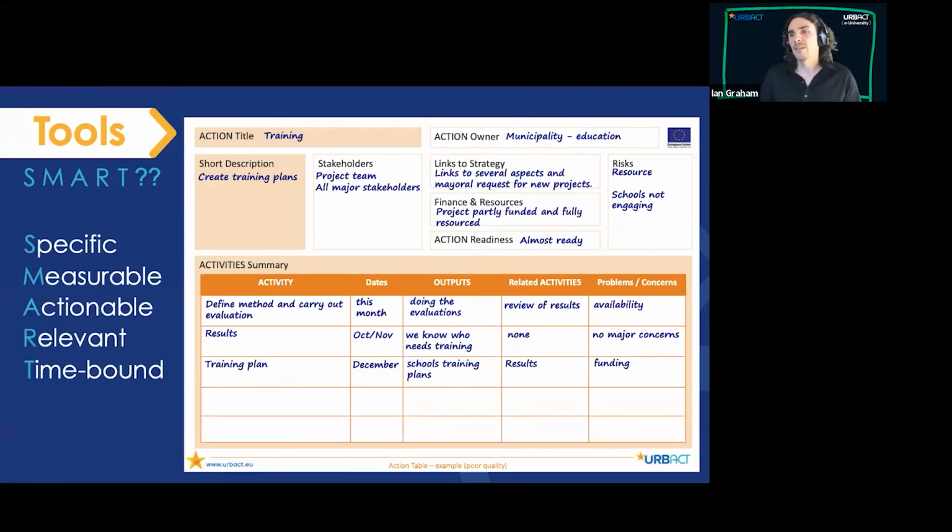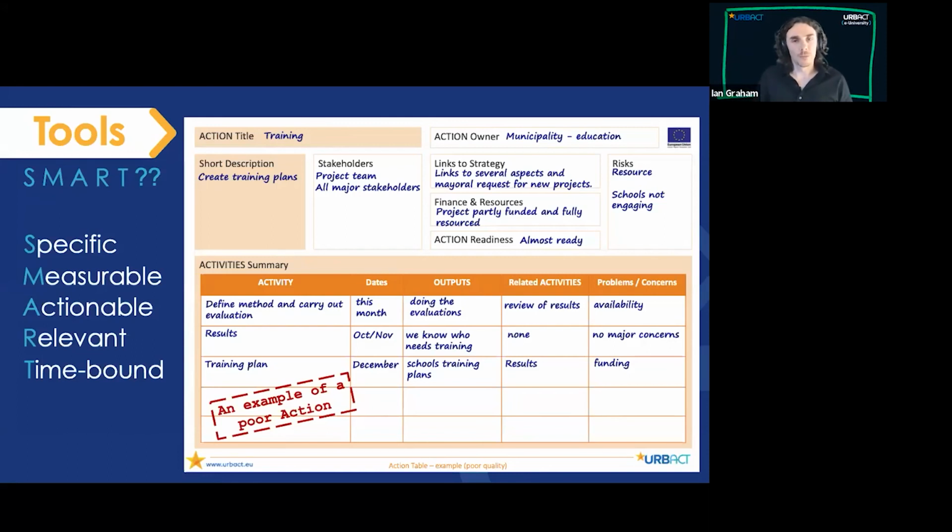And when you look at it, the action title is not very specific. The description isn't. The action owner is quite vague. If you go through it, you can see actually most of it's not very SMART at all. So it's not actually a very good example. It doesn't really give us all the stuff we need. It might be defined, but it's not captured in here. But there's a good chance if you haven't captured it, it's because it hasn't been well defined. So what would a better one look like?